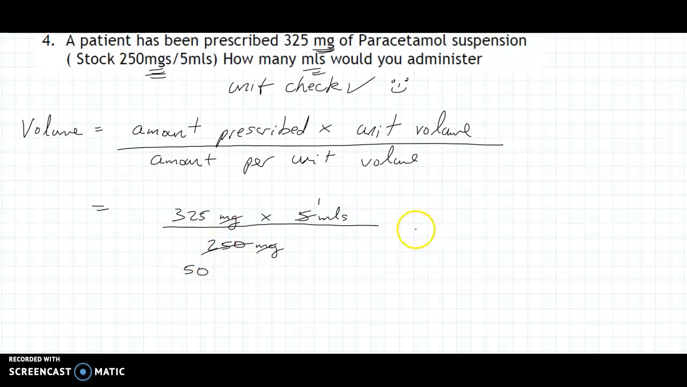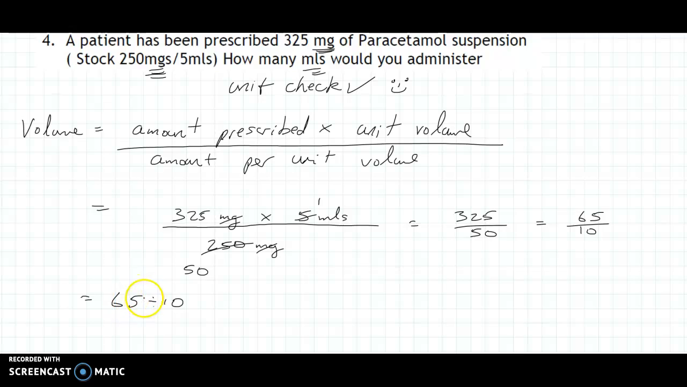So now we're left with 325 on top and 50 below, and they're both divisible by 5 as well. Dividing 50 by 5 gives us 10. 5 into 32 goes 6 times with 2 remaining, and 5 into 25 goes 5 times. We're left with 65 over 10, and that's the same as 65 divided by 10.